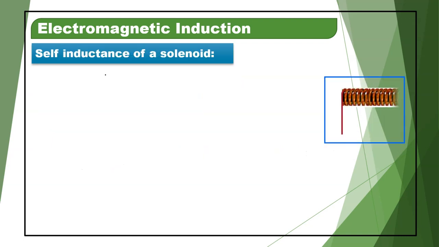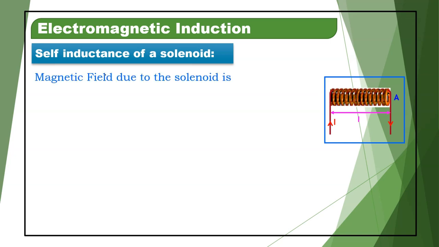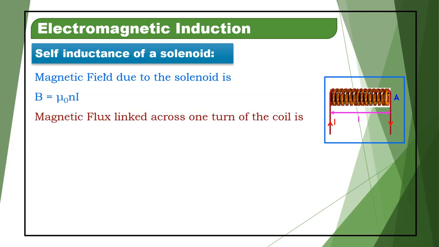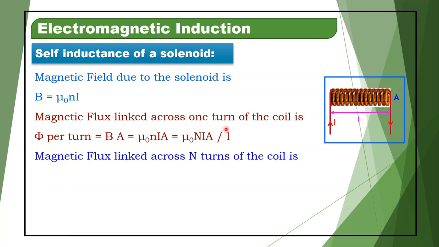Self-inductance of the solenoid. So this is a solenoid, as we saw earlier. Suppose it has length l, the current I passes through it, and the cross-sectional area is A. The magnetic field due to the solenoid is B equals mu naught n I. The magnetic flux linked across one turn of the coil is phi equals B A. We just put in this value of B, so this becomes mu naught n I A.